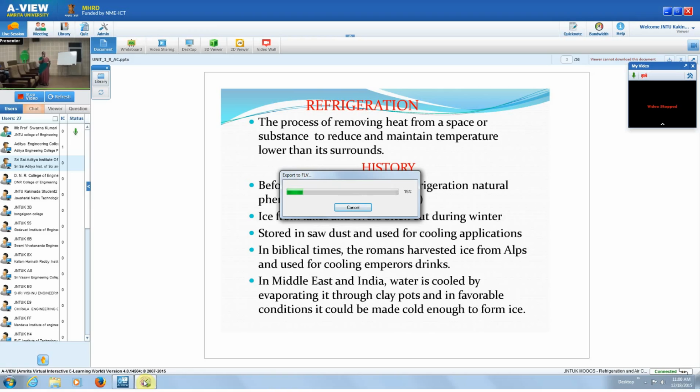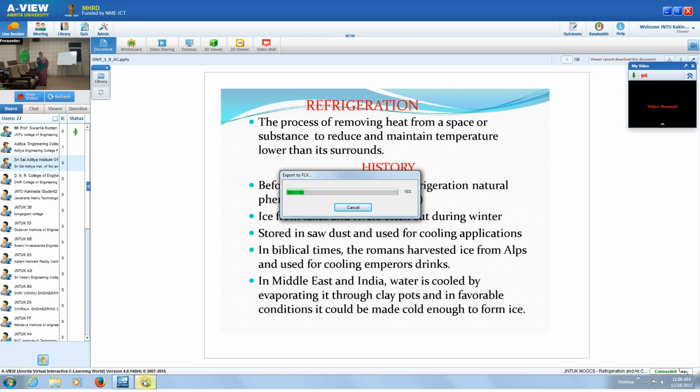Again, this is a process of removing heat from a space or a substance to reduce and maintain temperature lower than its surroundings. When you see the history, let us look at two or three slides on how refrigeration was developed and what the various types of refrigerators are.